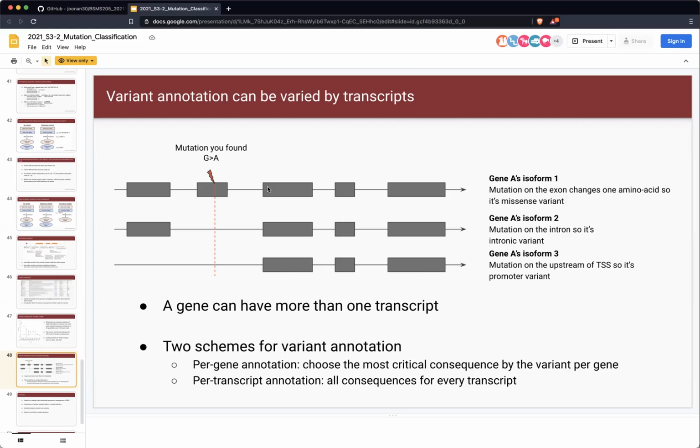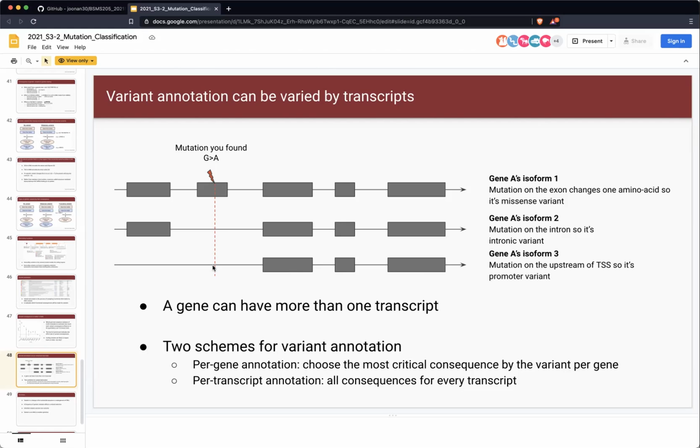So isoform 1 has 5 exons. Isoform 2 has 4 exons, without the second exon, and isoform 3 has only 3 exons, skipping the first and second exons, right? So if the mutation happens here, this mutation can be a coding mutation according to isoform 1, but according to isoform 2, this mutation is an intronic mutation. And according to isoform 3, this mutation can be an upstream mutation, right? So how can you judge which variant consequence this mutation has, right?